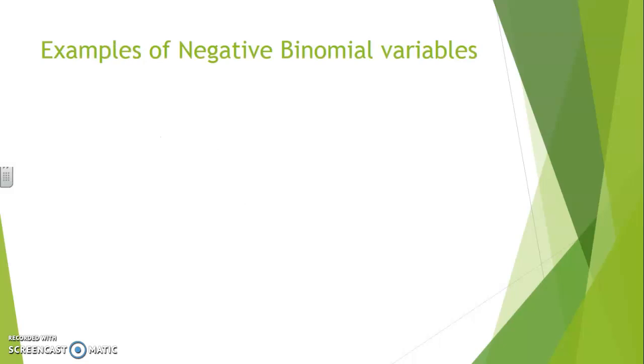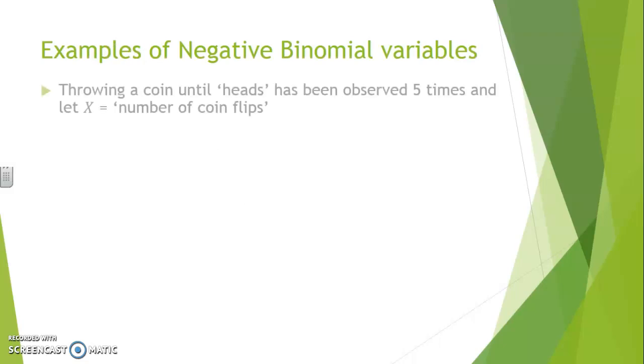Here are examples of negative binomial variables. Suppose you are throwing a coin until heads has been observed 5 times. Variable x, defined as being the number of coin flips to get those 5 successes, obeys a negative binomial where 5 successes are to be obtained, and 50% is the chance of a success at every trial.